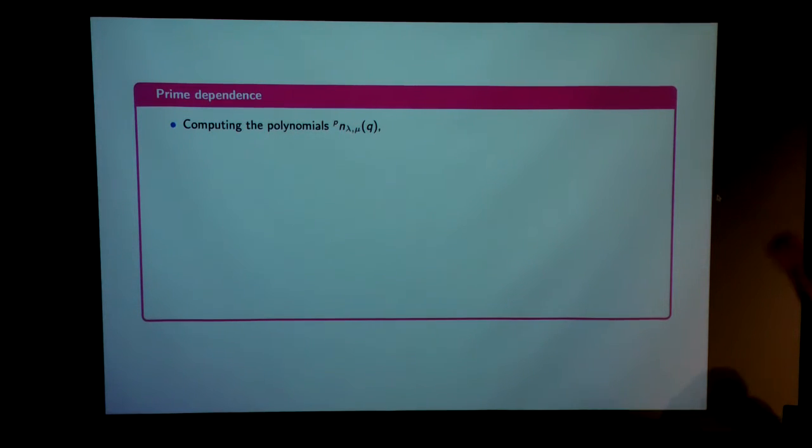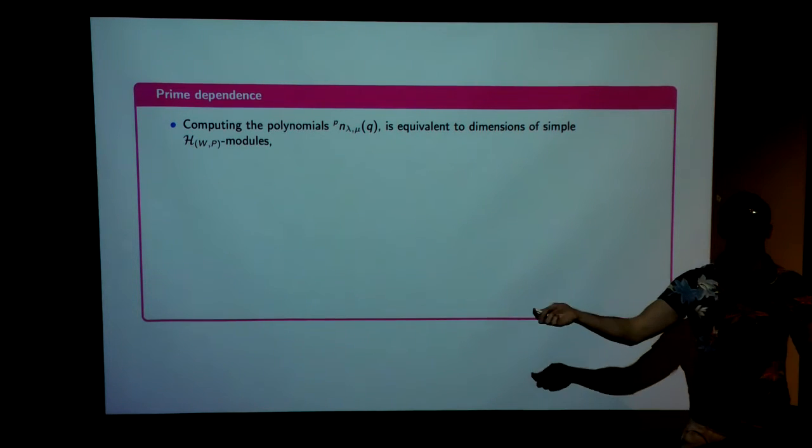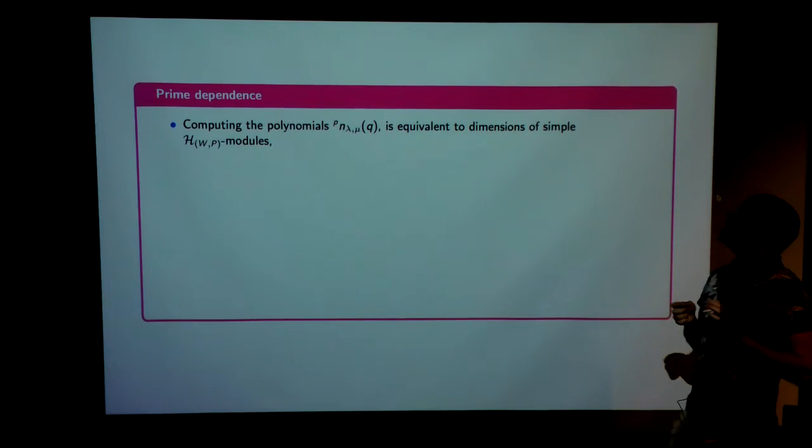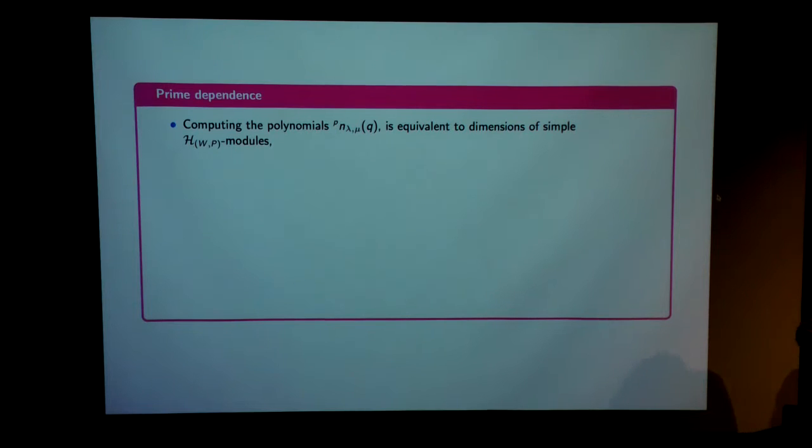So I just told you that we're going to do that, but first I'm going to do a little bit more motivation. We're going to compute these polynomials, these decomposition multiplicities. And of course, understanding the decomposition numbers of an algebra is the same as understanding the dimensions of the simple modules of that algebra for a cellular algebra. I'm just going to leave that at that, and if you don't believe it, that's a cellular thing that you can look up later.